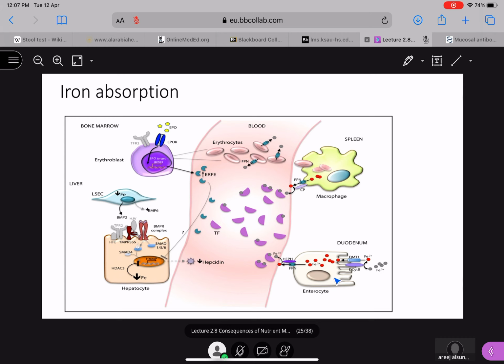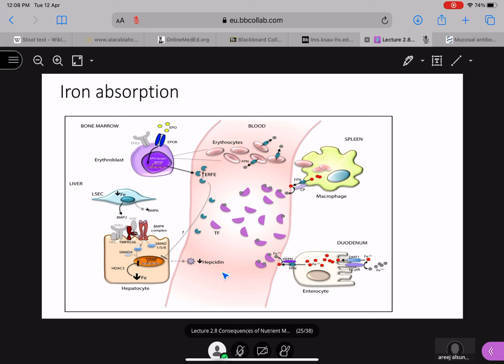We get the iron from the diet, or we get it from the breakdown of the old RBCs in the reticuloendothelial system or macrophages. So we have two sources of iron, dietary iron and within the blood itself. Then this iron will be transported to the bone marrow for erythropoiesis and hemoglobin formation.